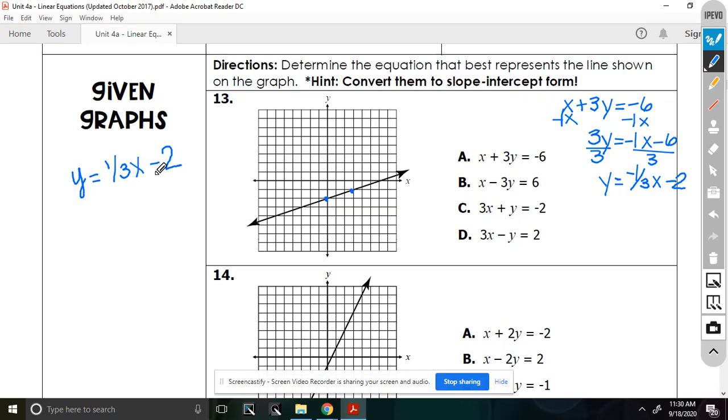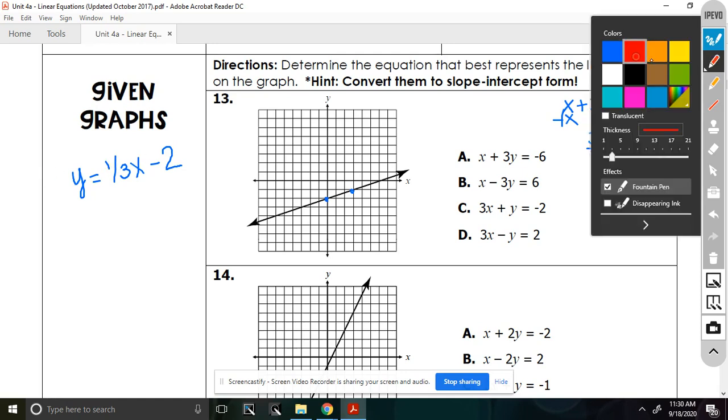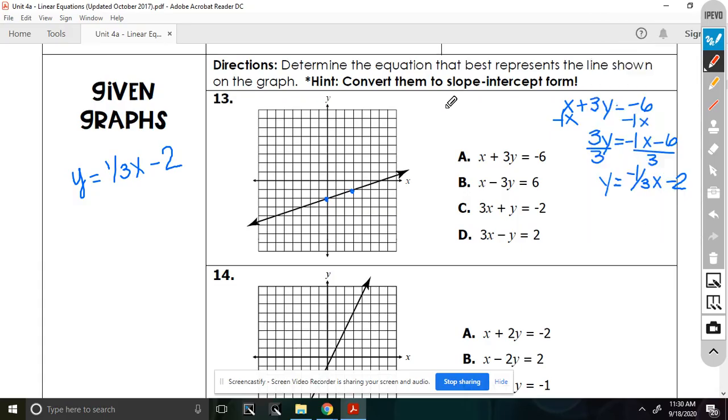Now let's check those. We're going to check this one and this one. Notice they do not match because one has a negative 1 over 3. This is a positive 1 over 3. So I'm going to pick a different color, and we're going to try the next one. So I'm going to try B, and I'm going to try it right here.